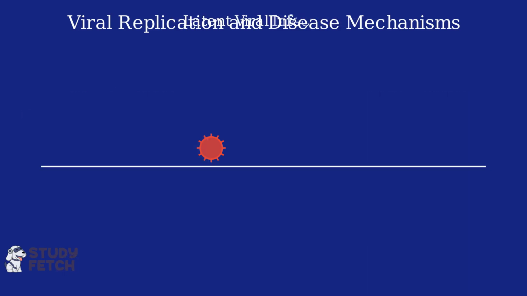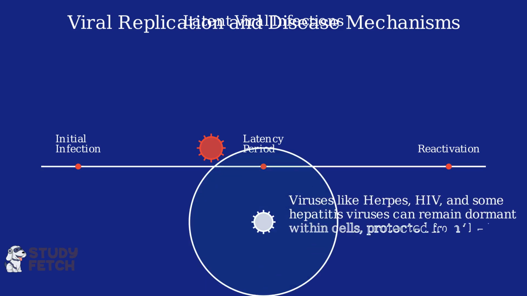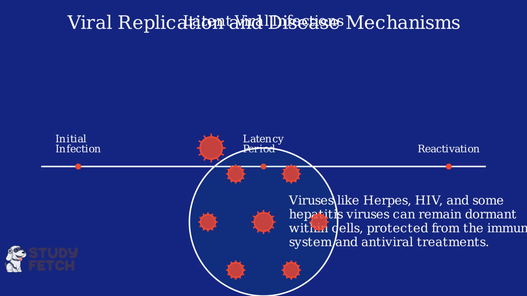Some viruses can establish latent infections, remaining dormant in cells for years before reactivating. During latency, viral genetic material remains in the cell but produces few or no viral proteins, effectively hiding from the immune system. Under certain conditions like stress or immunosuppression, the virus can reactivate and resume replication, causing symptoms to return.